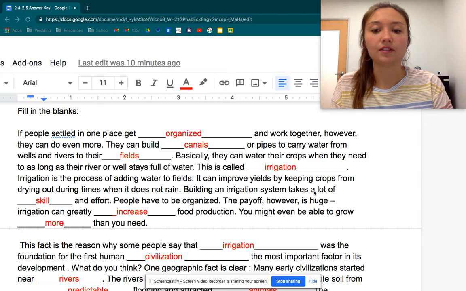Building an irrigation system takes a lot of skill and effort. People have to be organized. The payoff, however, is huge. Irrigation can greatly increase food production. You might even be able to grow more than you need.